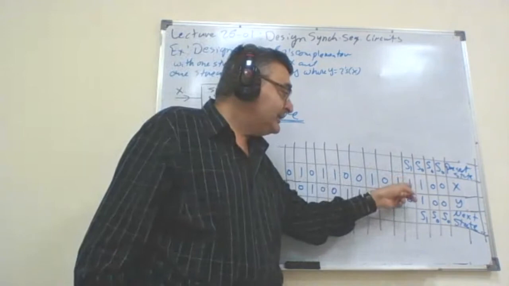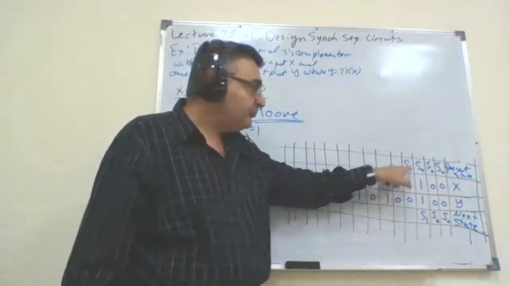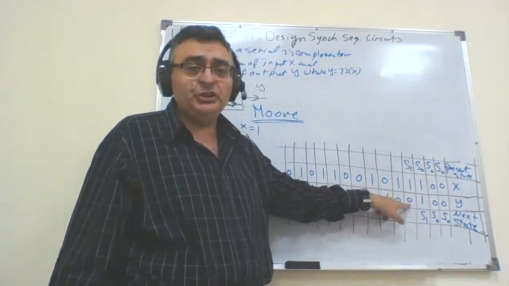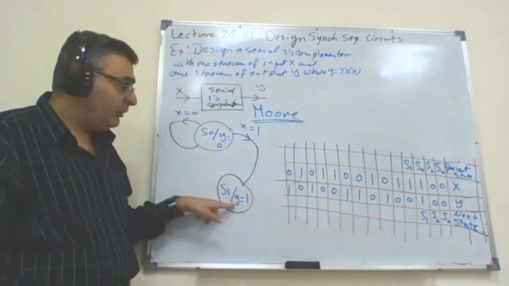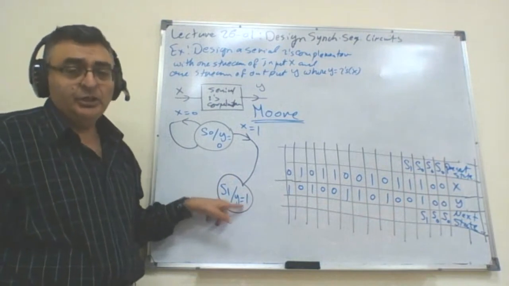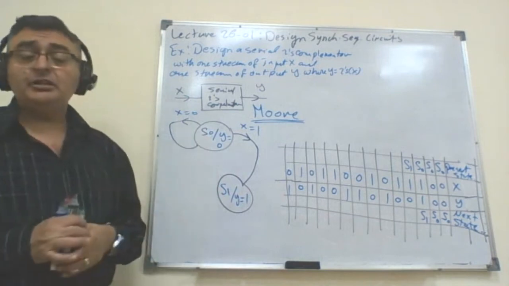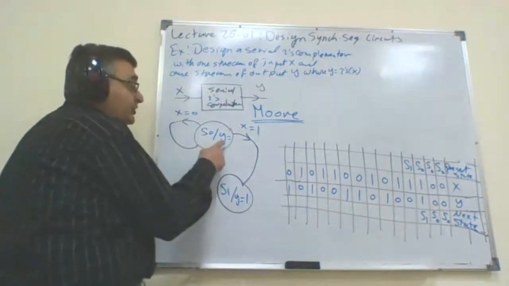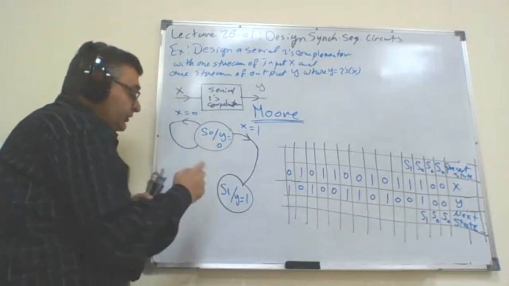Can I stay in S1? The answer is no, because the output for the 2's complement should be switched to 0. While I defined that for S1, Y equals 1, so I cannot stay in my state. So I have two valid options: either going back to S0 through Y equals 0, or create a new state.